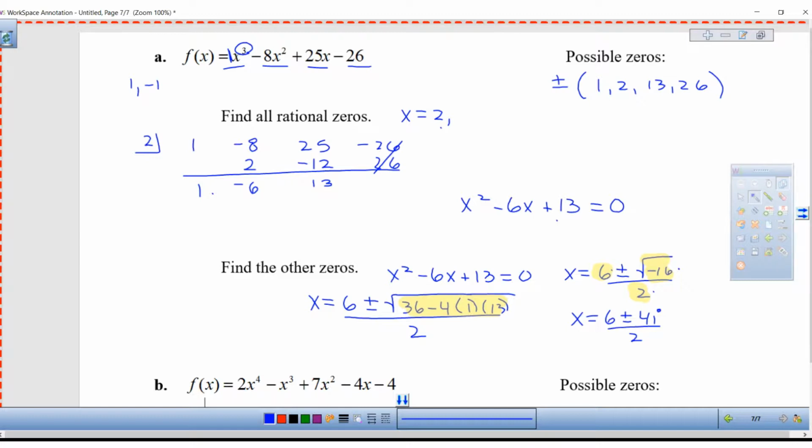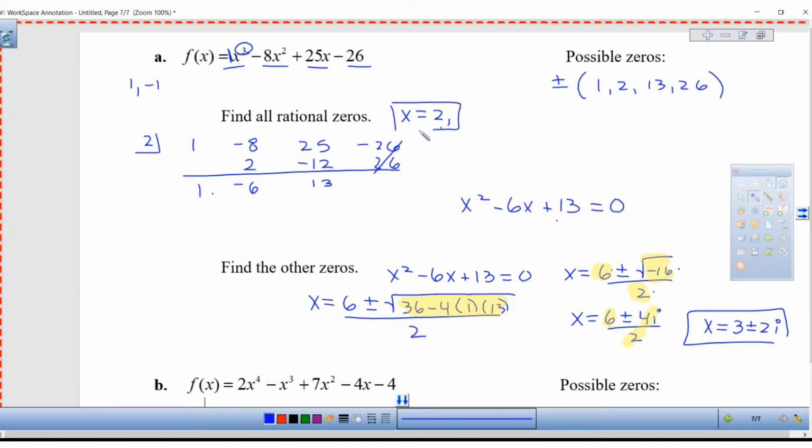Then 2 goes into 6 and 4 and 2. So now I can reduce as long as I'm involving all 3 of those. So my final answer is 2 goes into 6 3 times, 2 goes into 4 2 times, 2 goes into 2 1 time, so it's 3 plus or minus 2i.